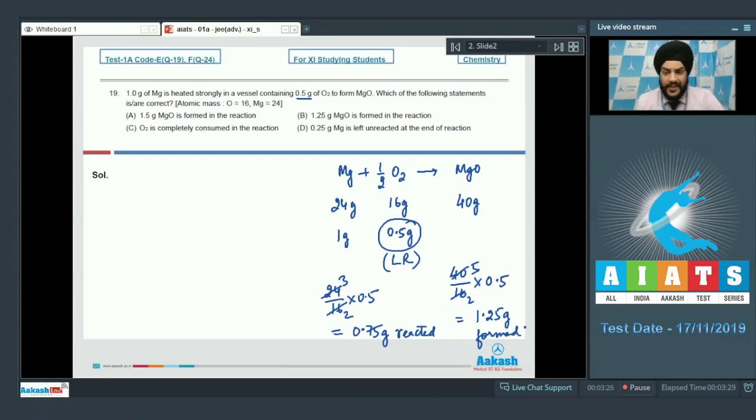Okay, so if you look at the options which are given to us, students, option A says 1.5 gram MgO is formed in the reaction. This is not correct, students. It is 1.25 grams, which is given in the second option. So option B is correct.